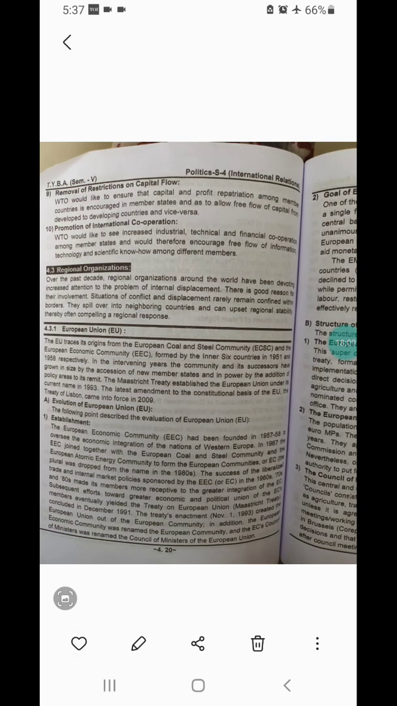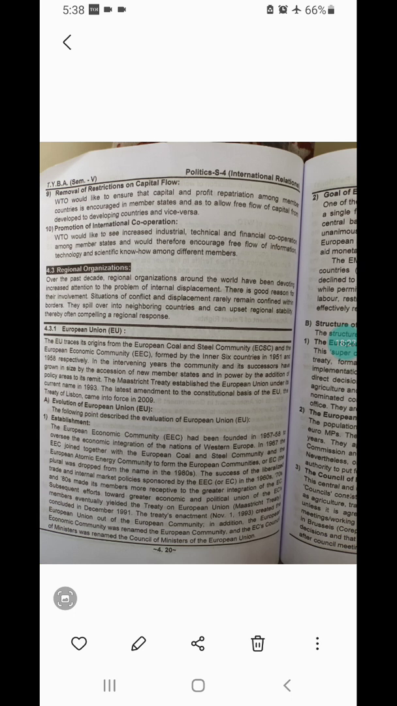Promotion of international cooperation. WTO would like to see increased industrial, technical and financial cooperation among member states and would therefore encourage free flow of information, technology and scientific know-how among different members.